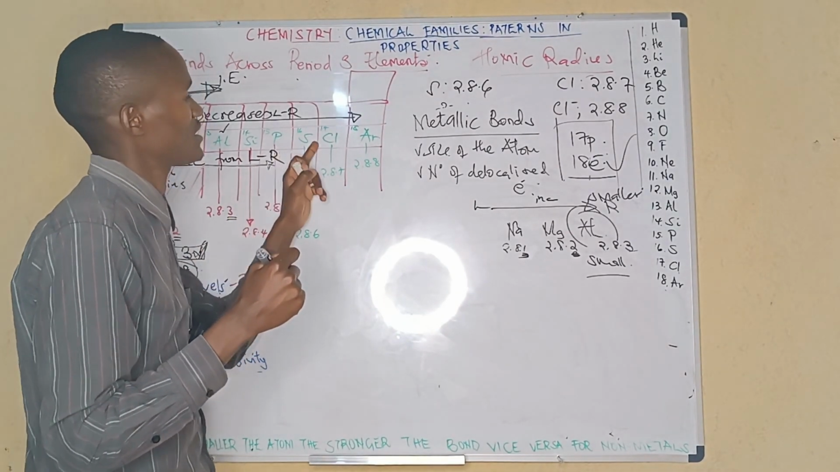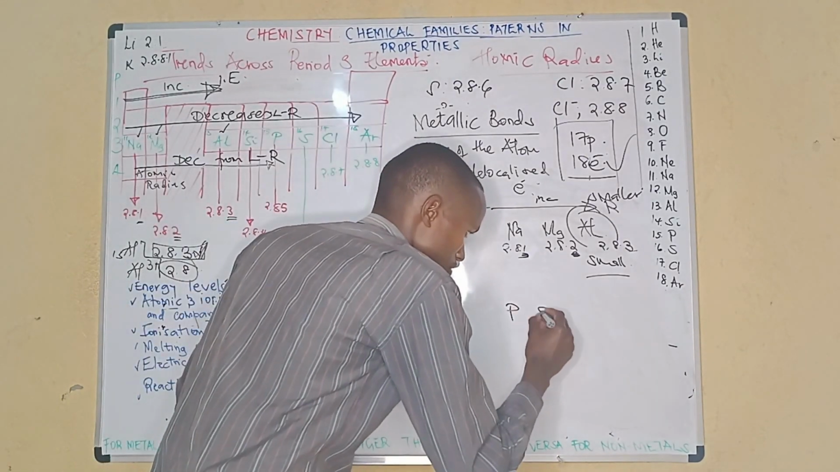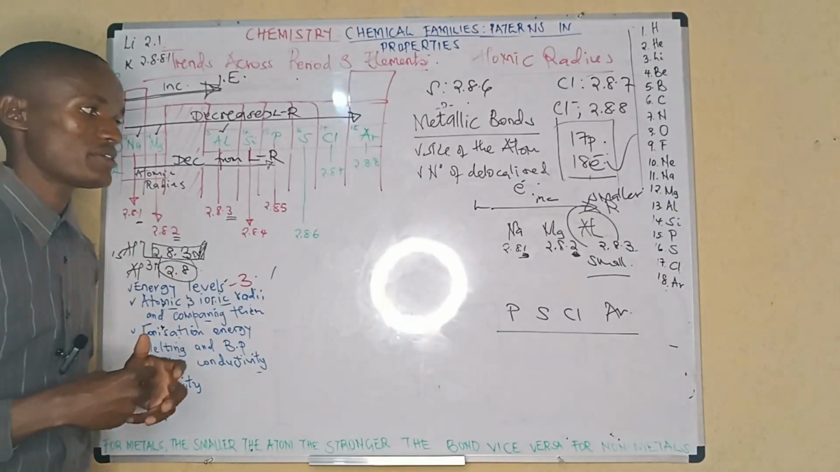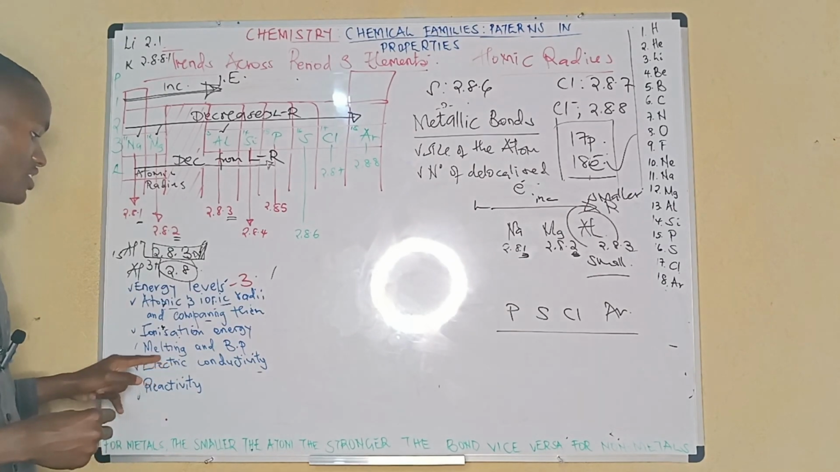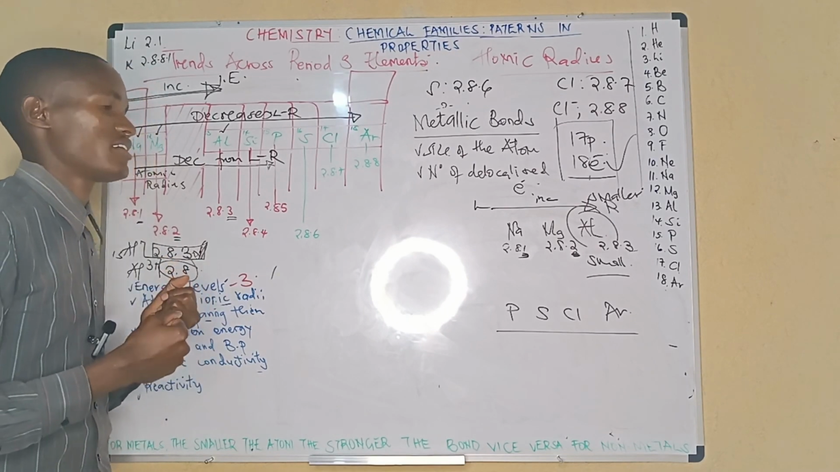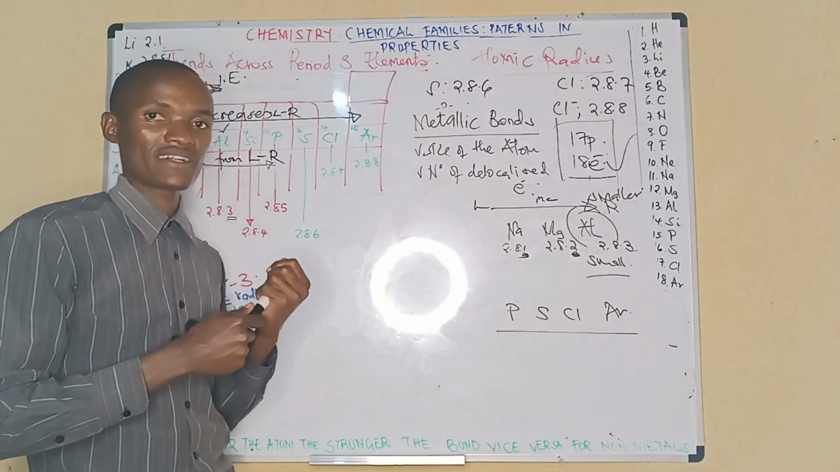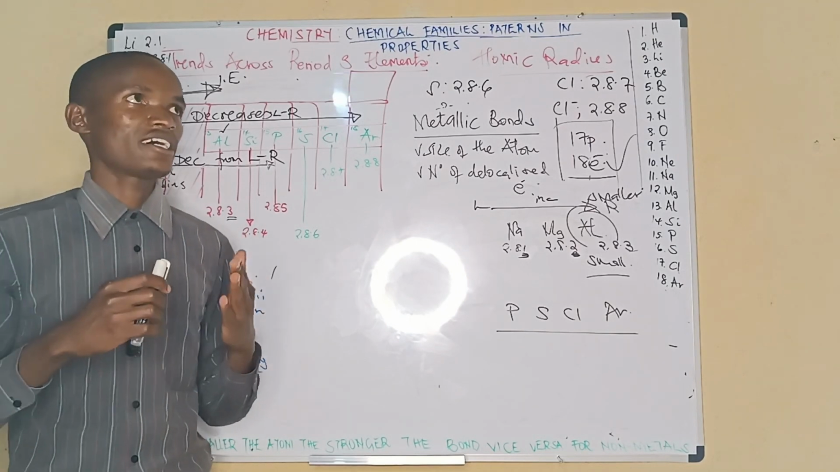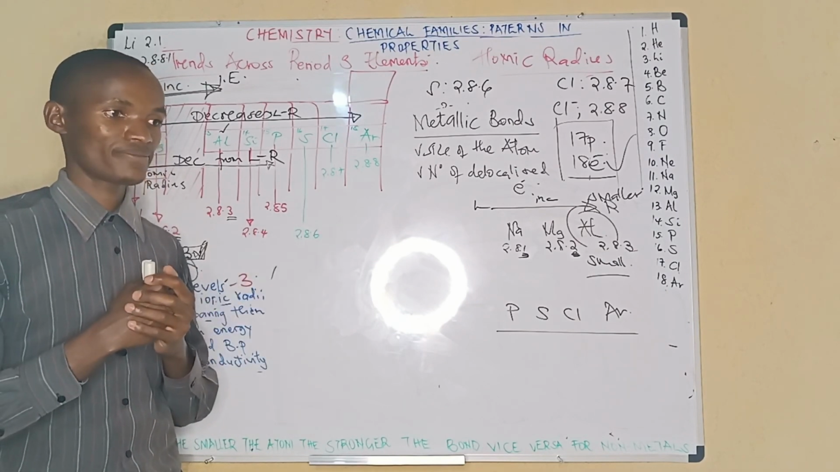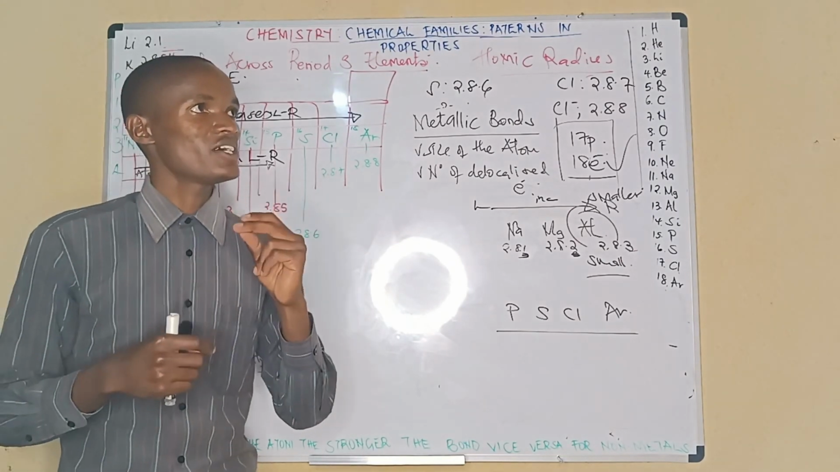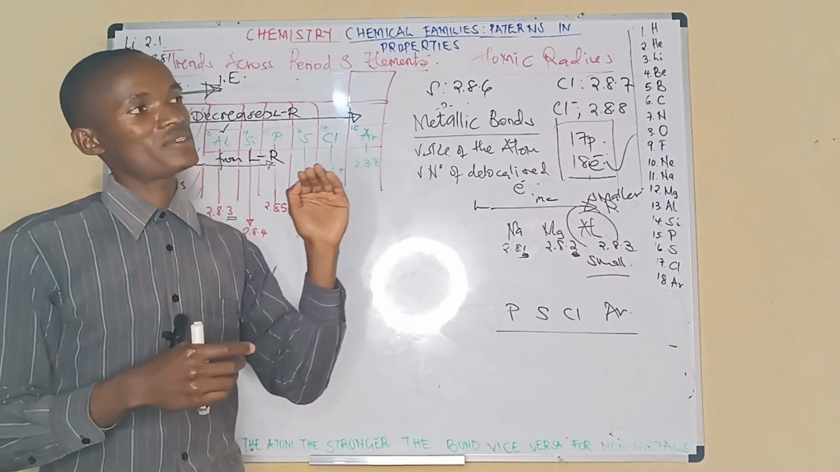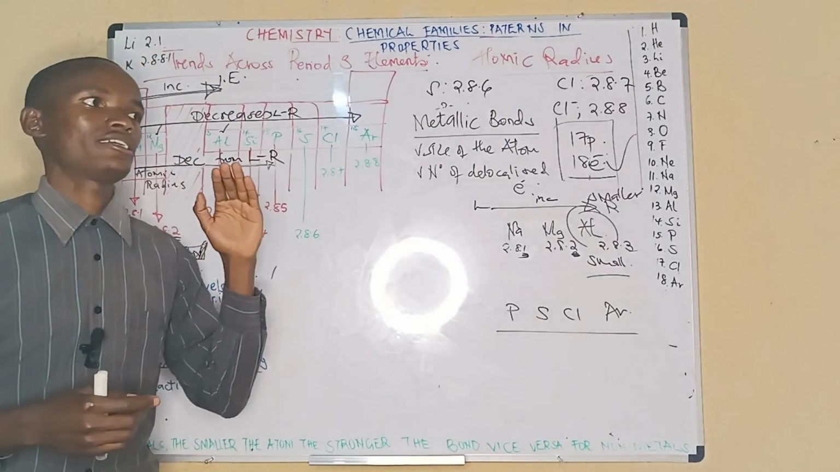Then let us do this. We have phosphorus, sulfur, chlorine, and argon. First, these are molecular substances. We are checking their melting points and their boiling points. Molecular substances have covalent bonds. Between one atom and the other, we have a covalent bond, and after atoms bond, they form a molecule.